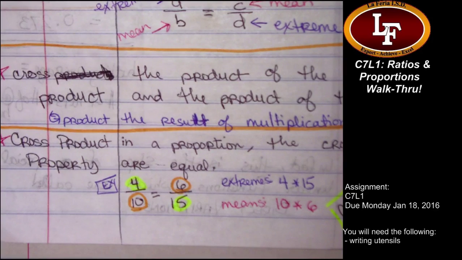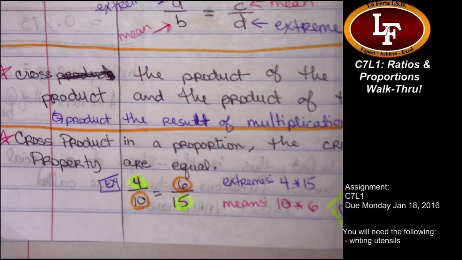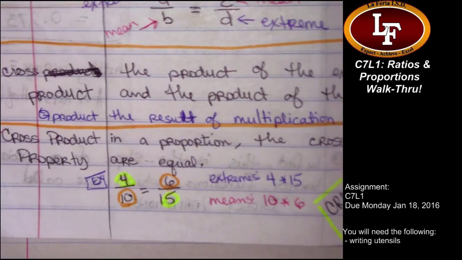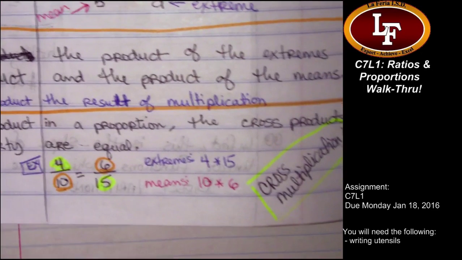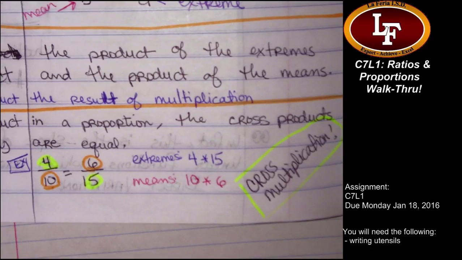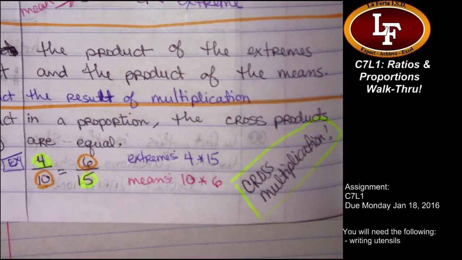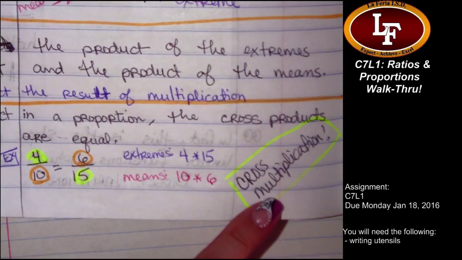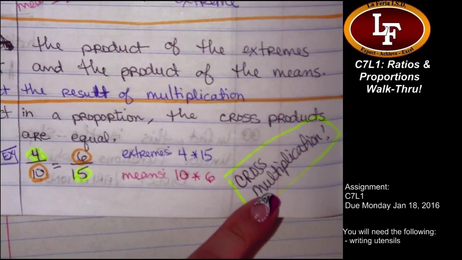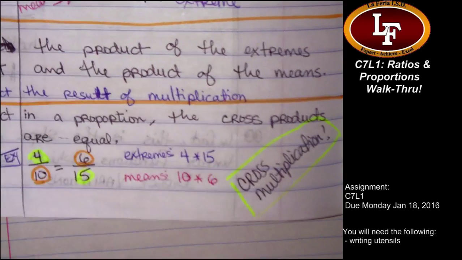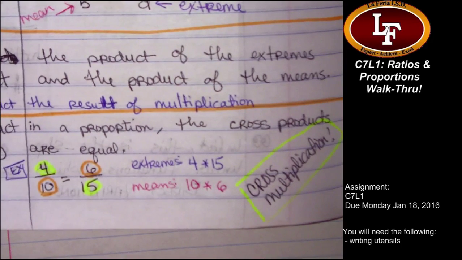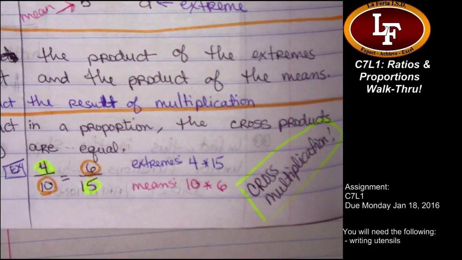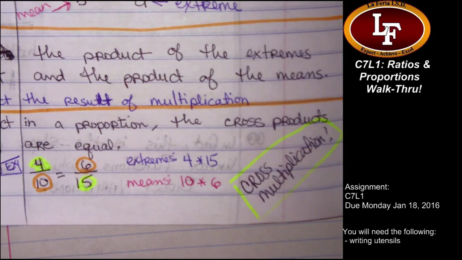So if I look at the next entry, I see the cross product property, which says that in a proportion, the cross products are equal. This is the first time that allows me to do something. This is just the fancy name for cross multiplication. So I can use cross multiplication to set up an equation that's easier and doesn't have any of those fractions that are freaking everyone out. Okay? Cross product property says the cross products are equal.